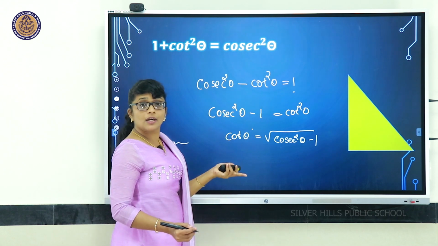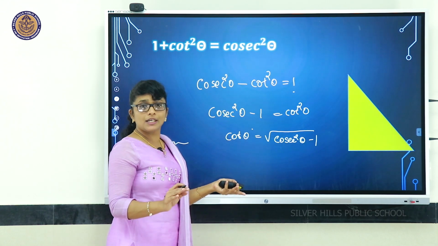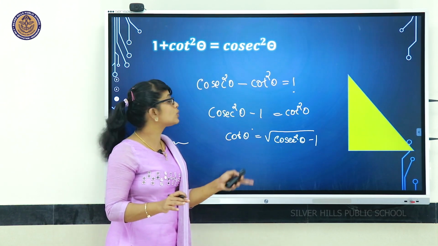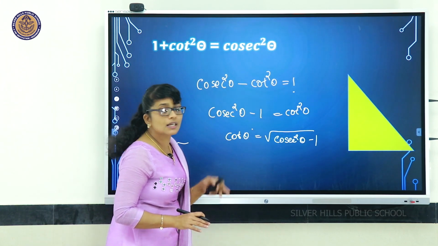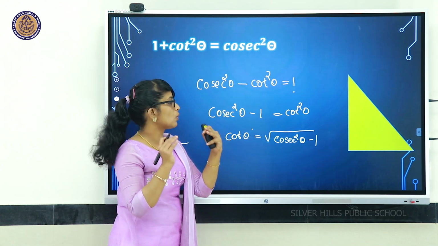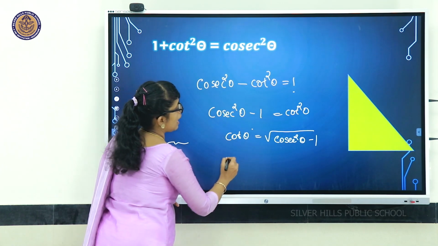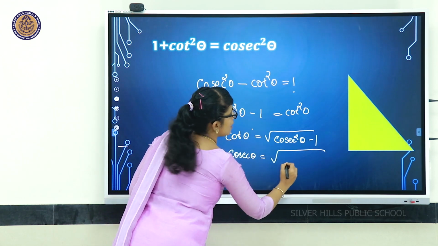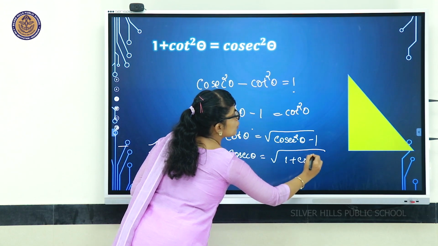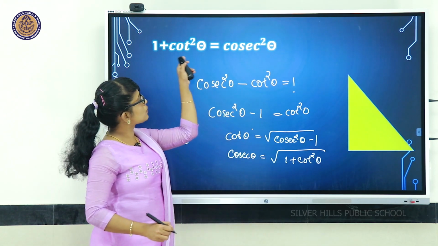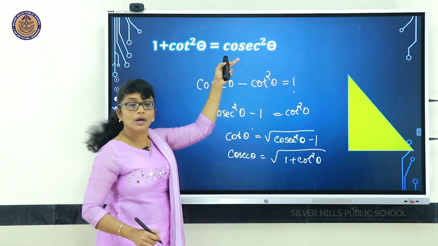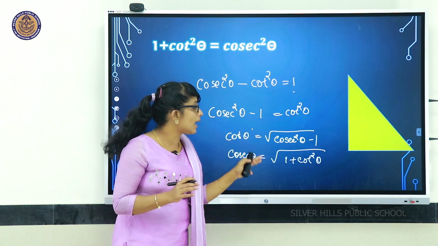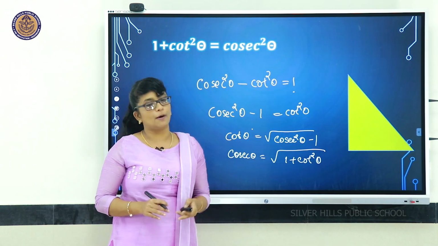Because cot square theta equal to what? Cosec square theta minus 1. A square is equal to 4, same as A is equal to root 4. Same as cot theta is equal to root of cosec square theta minus 1. And cosec theta equal to what? Root of 1 plus cot square theta. 1 plus cot square theta equal to cosec square theta. Then cosec theta equal to root of 1 plus cot square theta.